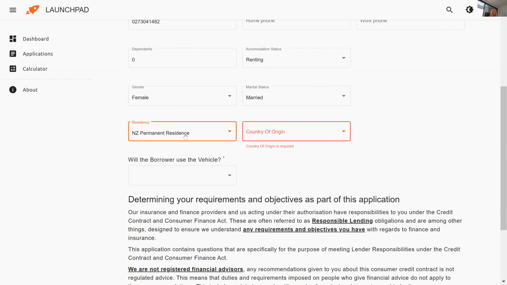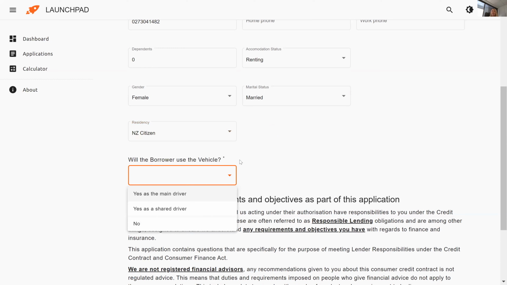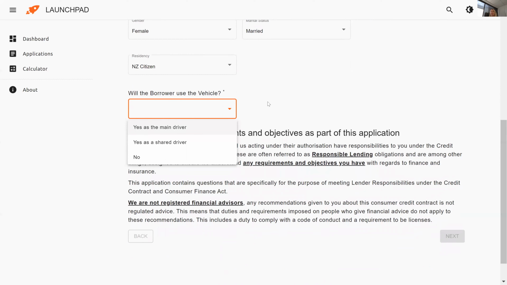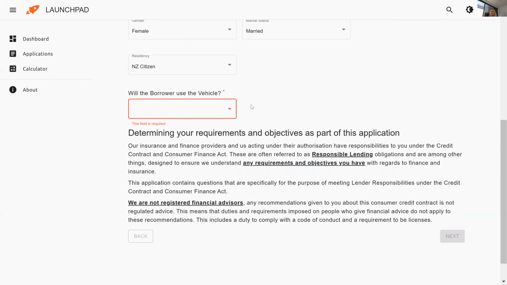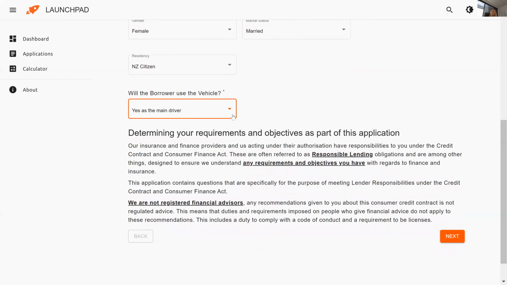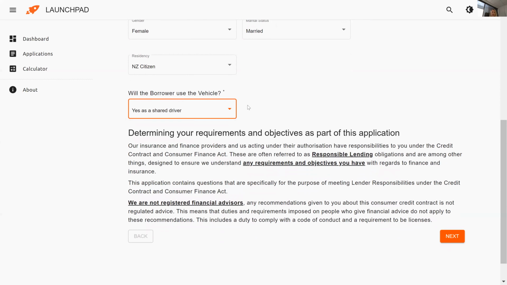And then we can go back and change it once the lending team are on the ball. All right, so this is one of the first questions regarding the CCCFA regulations that has changed. So within the system, this is one of our first ones. So will the borrower use the vehicle? So 3 options there. Yes, as the main driver. Click that if they're going to be the main driver, nothing changes. Yes, as a shared driver, nothing changes.